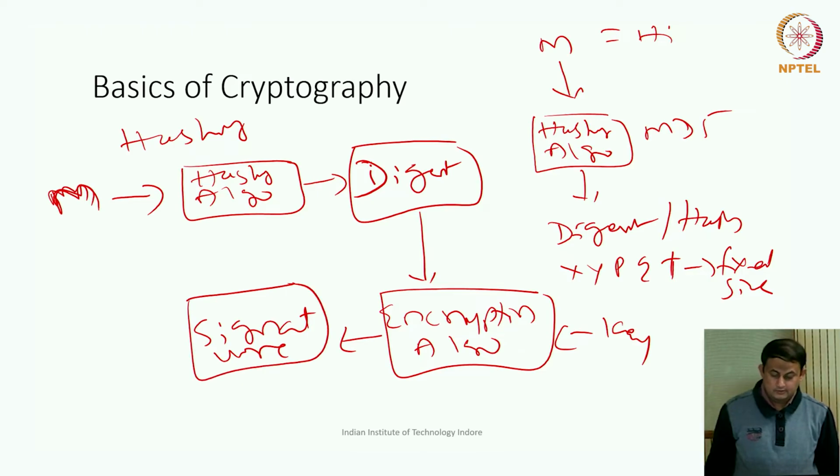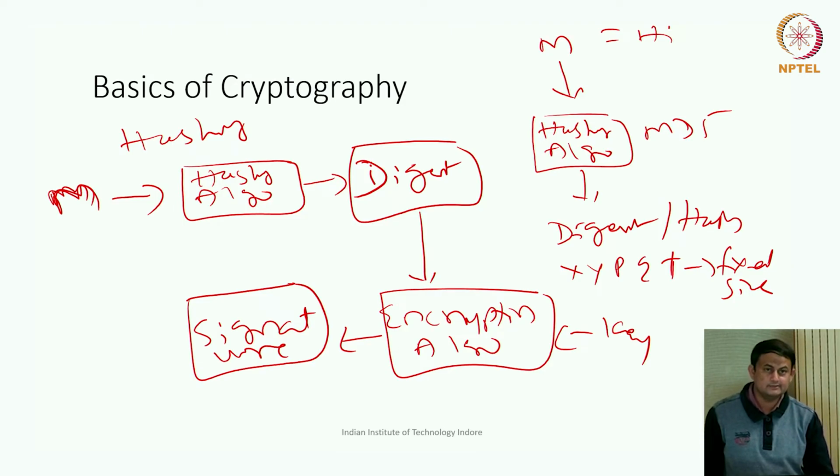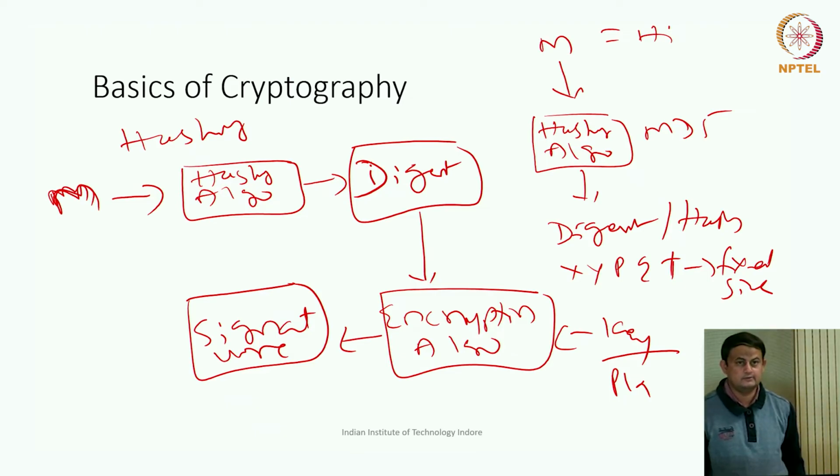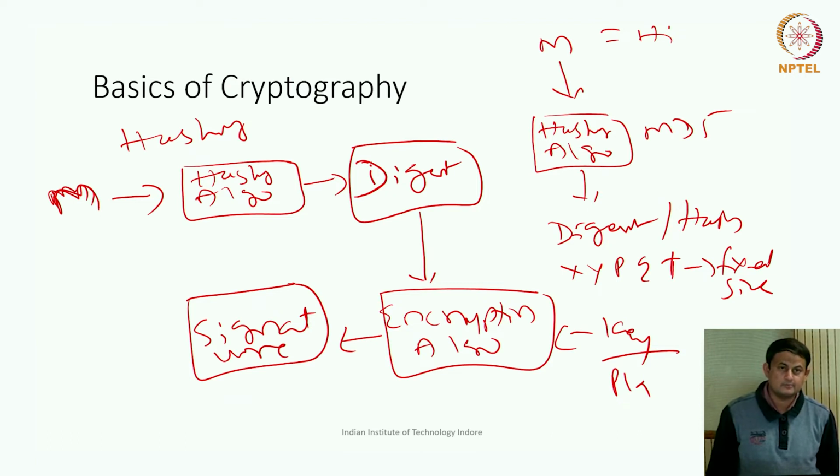In addition to finding the digest or hash of the message, I am encrypting that digest with some encryption algorithm. Usually the key in this case is the private key that is used for the encryption, and if it is a private key, then it is an asymmetric key cryptography method.